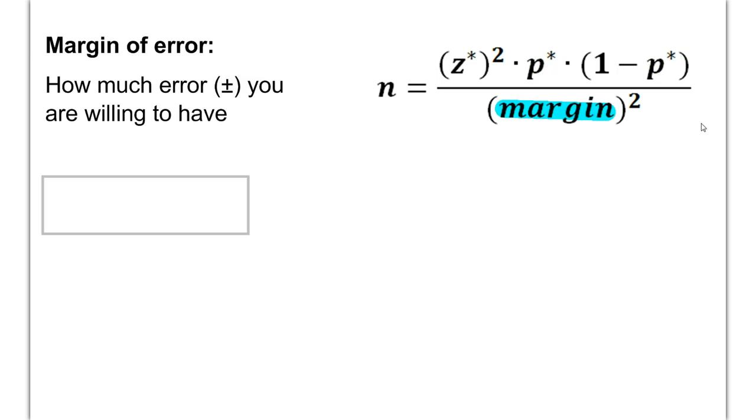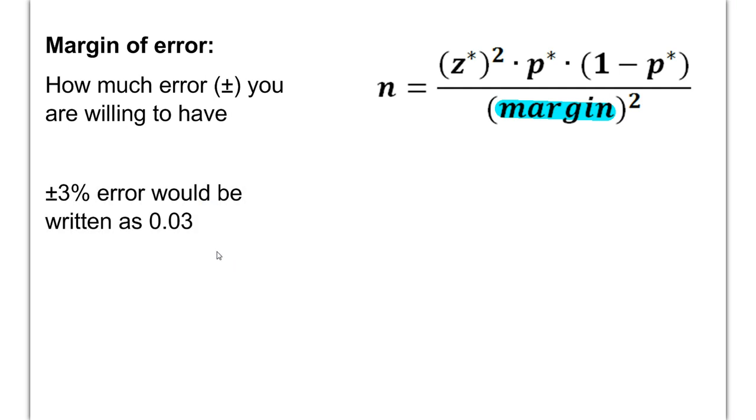Your margin of error in the bottom, that margin down there, it's how much error, percentage error, that you're willing to have. And then you would rewrite that as a decimal. So if you're willing to have up to 3% error in either direction, your margin of error down here would be written as 0.03. And again, that term also gets squared.